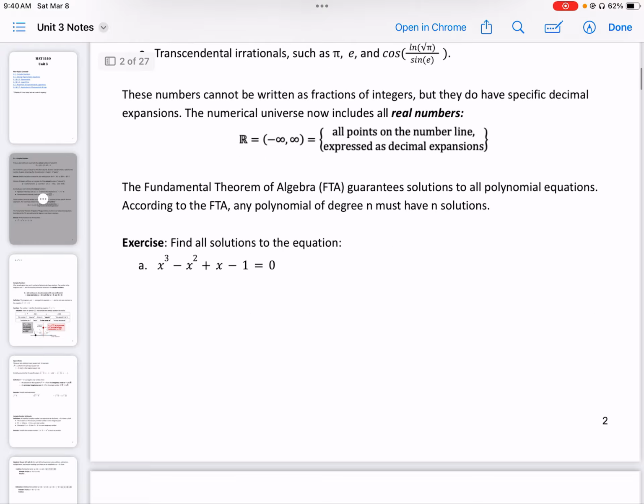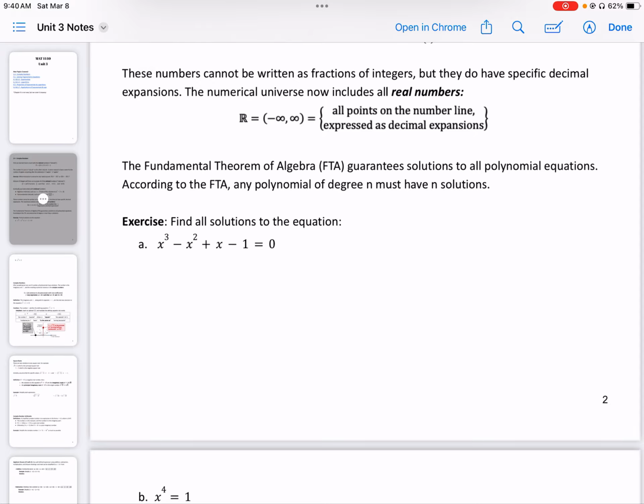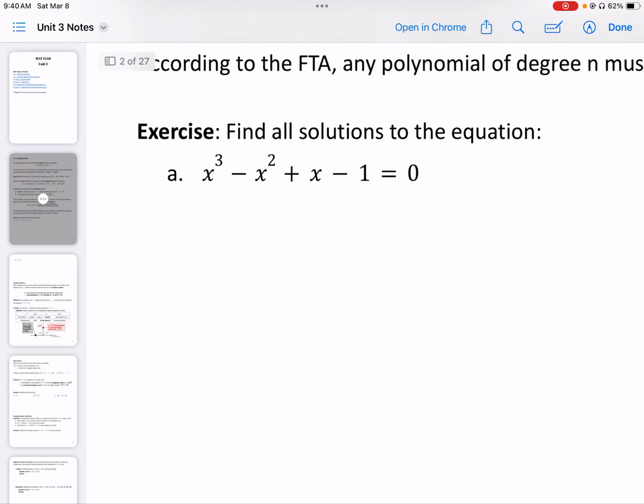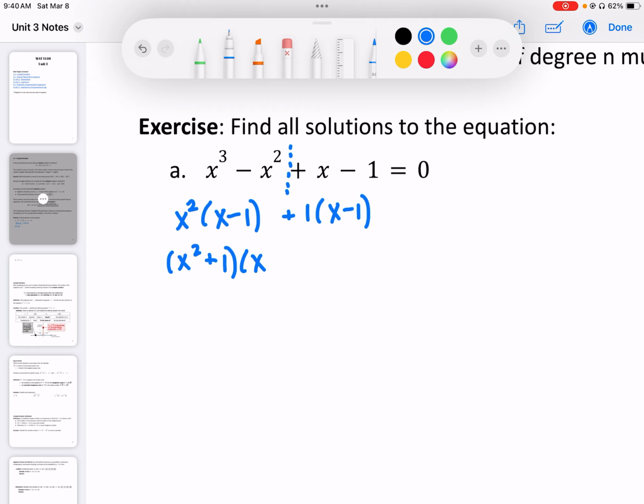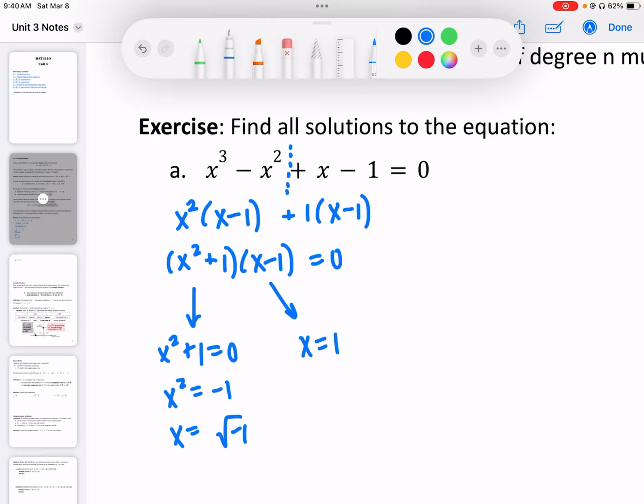First, let's start by trying to find all the solutions to this equation. I'm going to go ahead and factor by grouping. So I'll take out my x squared and I'm left with x minus 1. And there's nothing in common on the right. I have x squared plus 1 times x minus 1 equals 0. If I try to solve for this, it looks like I would have a negative root. If I solve for this one, I would get x equals 1.